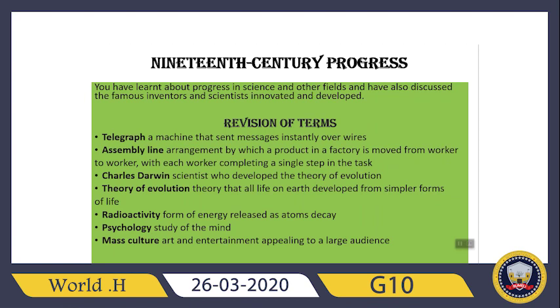Then Charles Darwin, very famous. Charles Darwin was a scientist who developed the theory of evolution. And what was the theory of evolution? That all life on earth developed from simpler forms of life. Then we have another term, that is radioactivity. Radioactivity is a form of energy released as atoms decay. Psychology, study of the mind, and mass culture, art and entertainment appealing to the large audience.